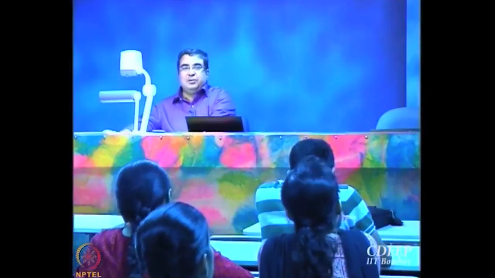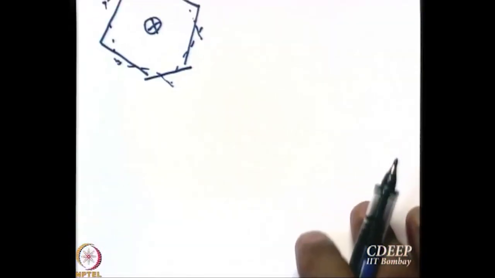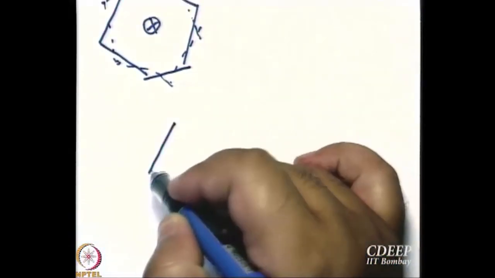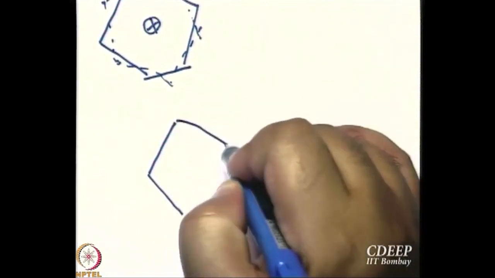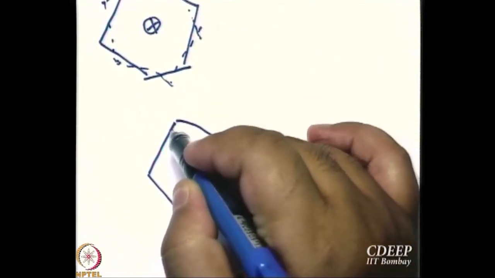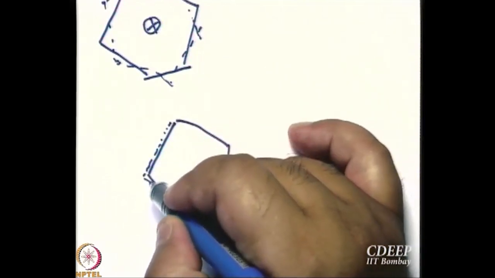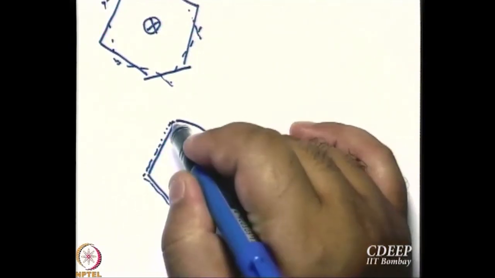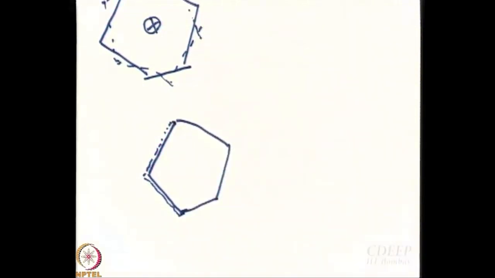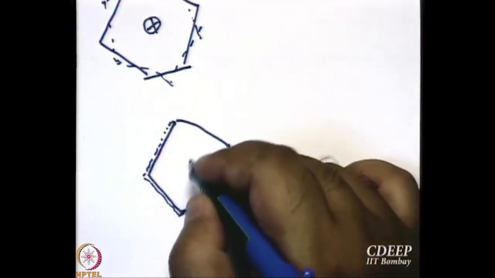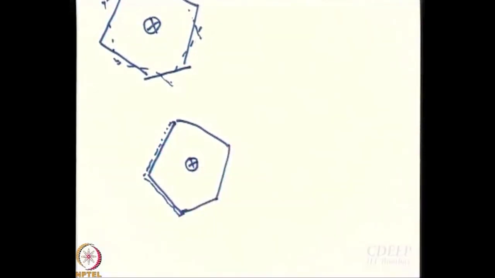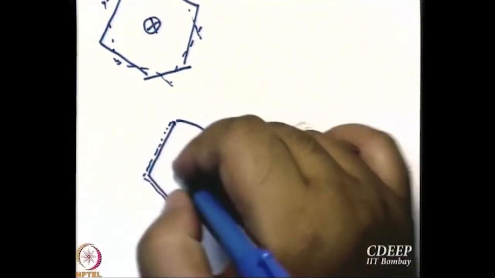Let us take the simpler case of ruthenocene. Ruthenocene is very simple. In ruthenocene, you have eclipsed 5-membered rings. I just draw these two sides, you can figure out, right? They are on top of each other. Now see, what do you have? You have C5, right?